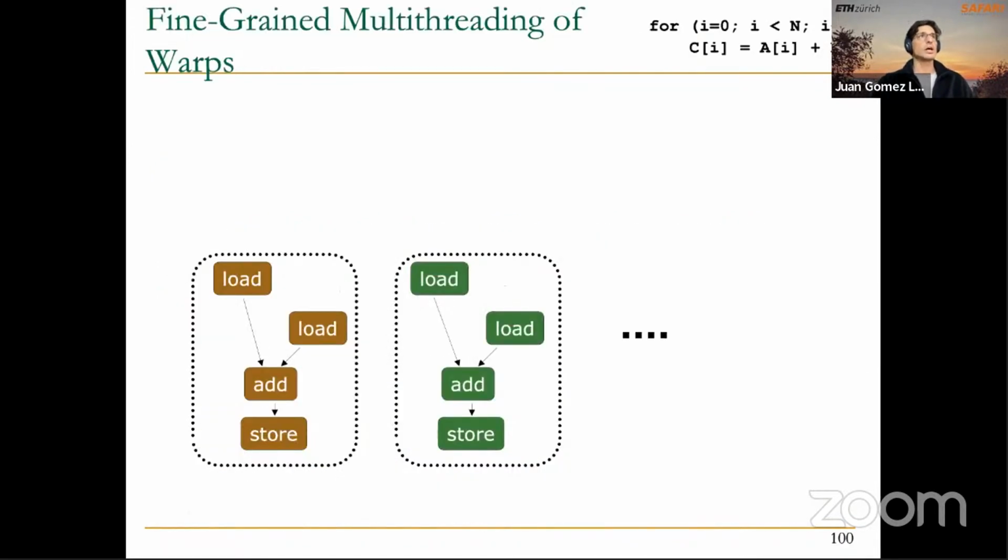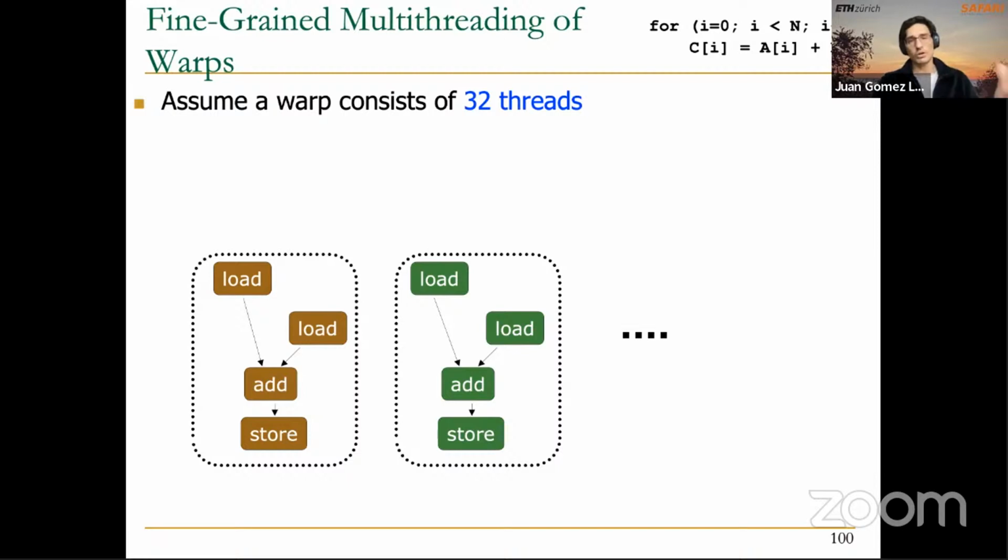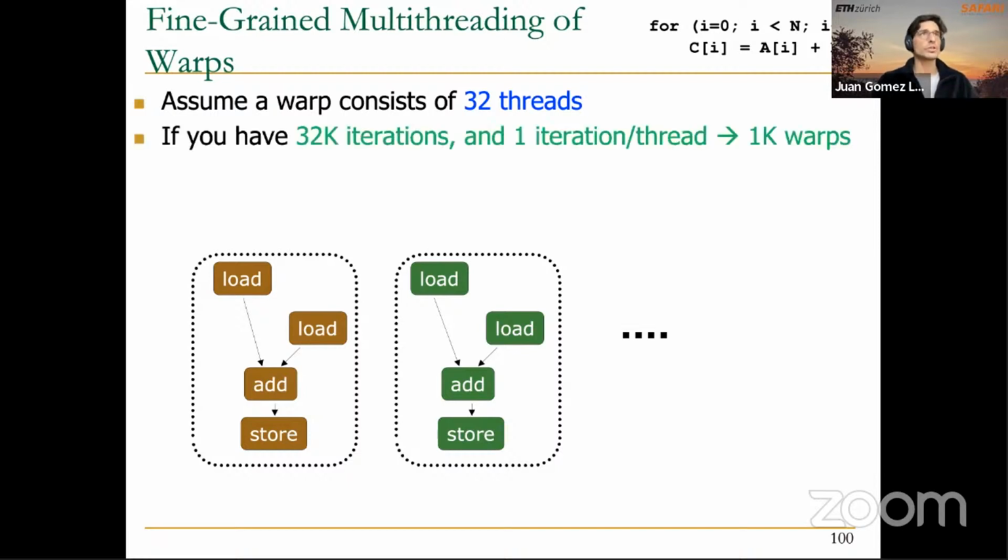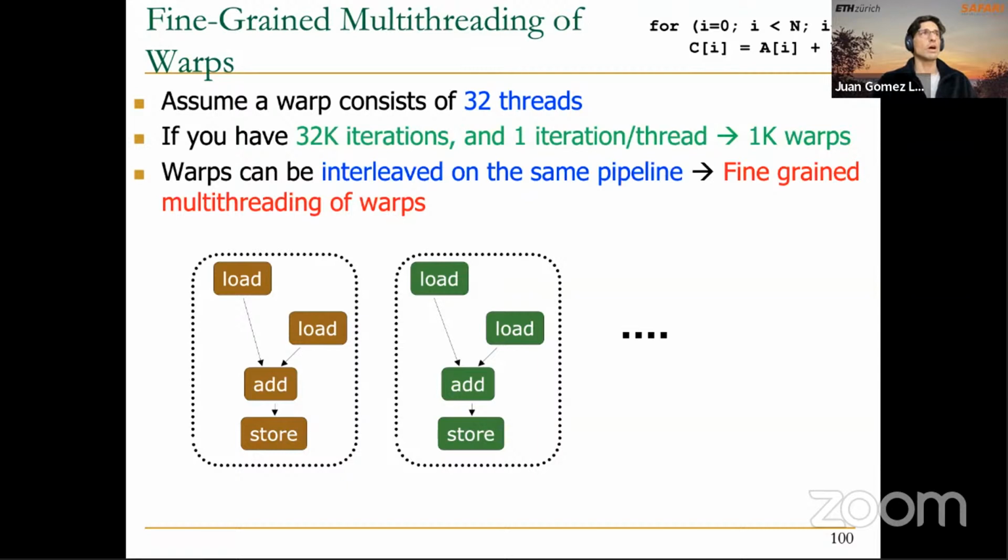For the first one, remember that I said before, GPUs are SIMD machines, but they also use fine-grained multi-threading. And here, when we talk about fine-grained multi-threading, we don't talk about multi-threading of the individual threads. We talk about multi-threading of warps. We are going to assume that a warp is 32 threads. You already know that. If we have a code with 32K iterations, and we assign 1 iteration per thread, then we will need 1K warps.